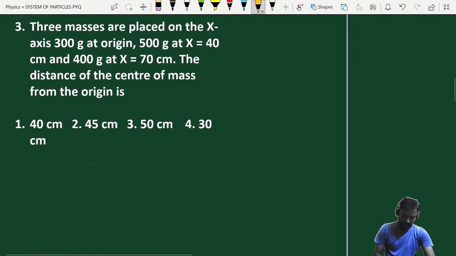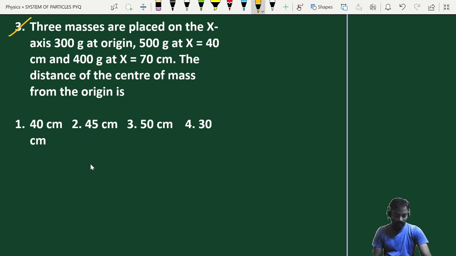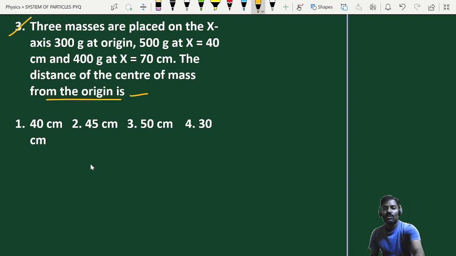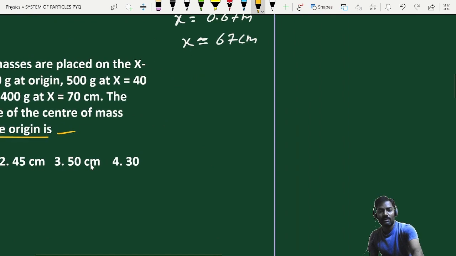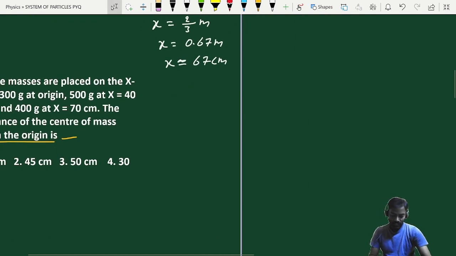See students, in this question they have given three masses which are placed on the x-axis. 300 gram is placed at origin, 500 gram is placed at x is equals to 40 centimeter, and 400 gram body is placed at x is equals to 70 centimeter, and they are asking the distance of center of mass from the origin. So this is like one of the routine questions. It's a calculation based question only. So let us draw the coordinate system.